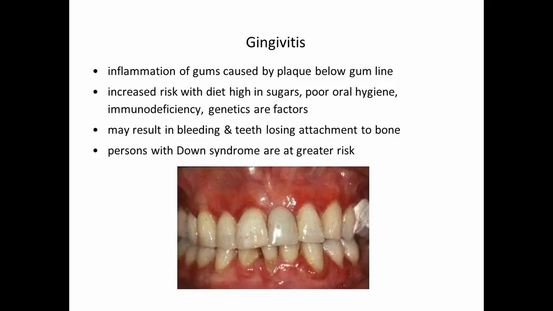Of course, anything that's going to attract bacteria, like diets high in sugar or not brushing your teeth enough, immunodeficiency, if your immune system is not getting rid of bacteria sufficiently, or certain types of saliva, and that depends on genetics, will increase your risk of gingivitis. So the very first signs of gingivitis are red gums, like you see in this picture, and bleeding, particularly when you brush your teeth, but eventually it can actually cause the teeth to lose their attachment to the jawbone and fall out. Just a note is that persons with Down syndrome are at a greater risk for gingivitis than the general population.